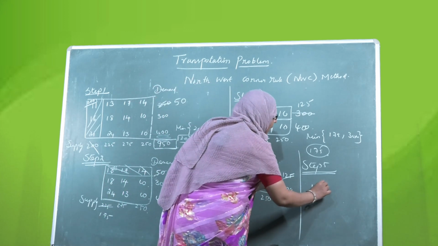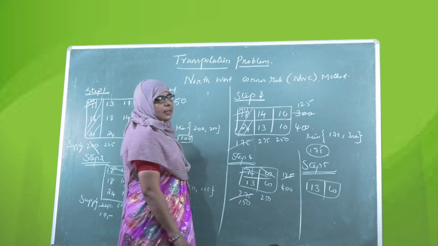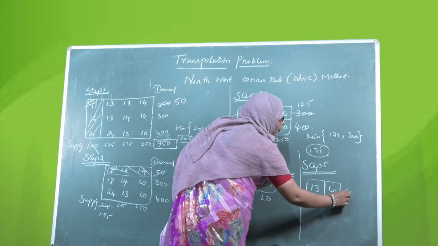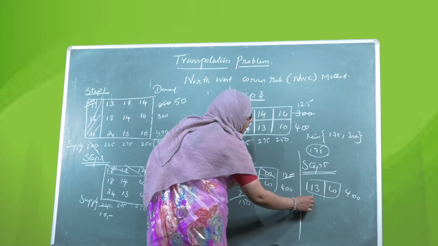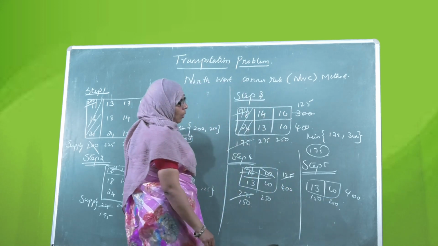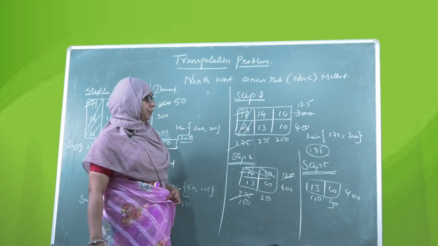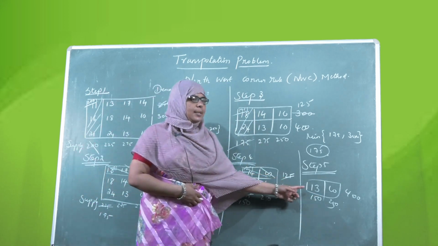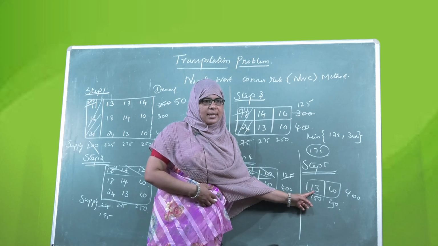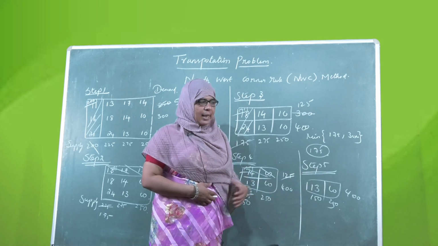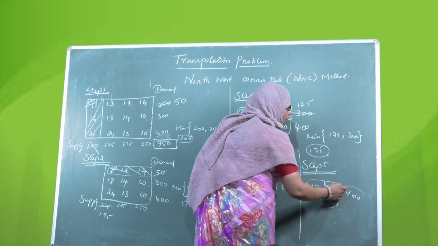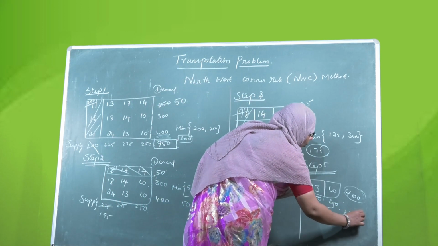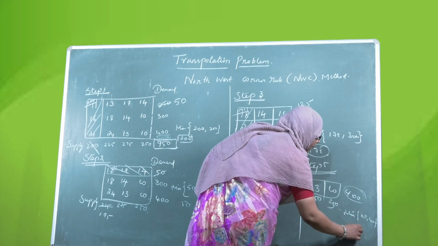What is the remaining element? Only one row, 13 and 10. Okay, 13 and 10 is the remaining element. 400 is the row element and 150, 250 is the column element. So what is the northwest element of this step? Yes, 13 is the northwest element. What is the row element? 400, and the column element 150. So which one is minimum, 150 comma 400?